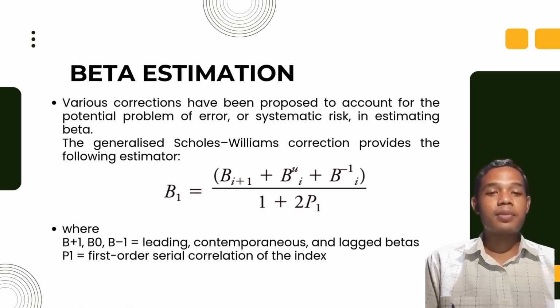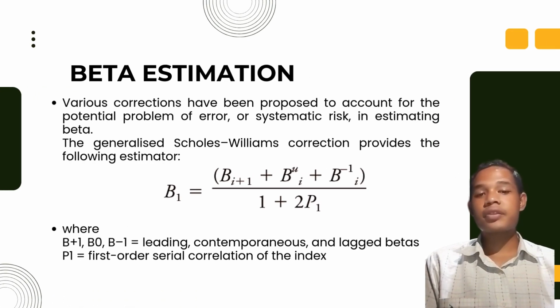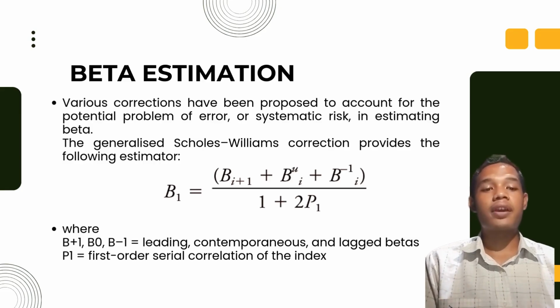Okay, the next is about the beta estimation. Various corrections have been proposed to account for the potential problem of error or systematic risk in estimating beta.